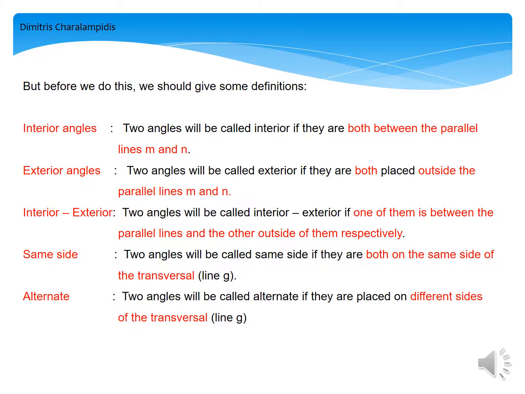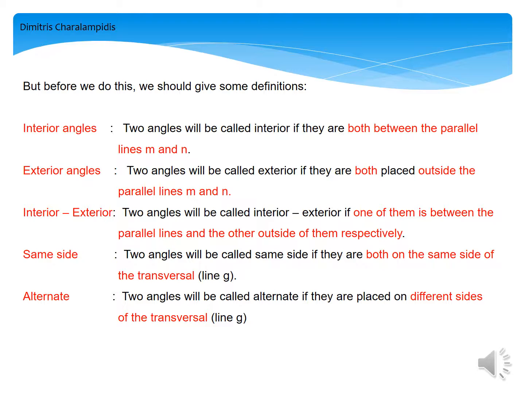But before we do this, we should give some definitions first. We'll start with a definition of interior angles. Two angles will be called interior if they are both between the parallel lines M and N. Two angles will be called exterior if they are both placed outside the parallel lines M and N. Two angles will be called interior-exterior if one of them is between the parallel lines and the other outside of the parallel lines respectively.